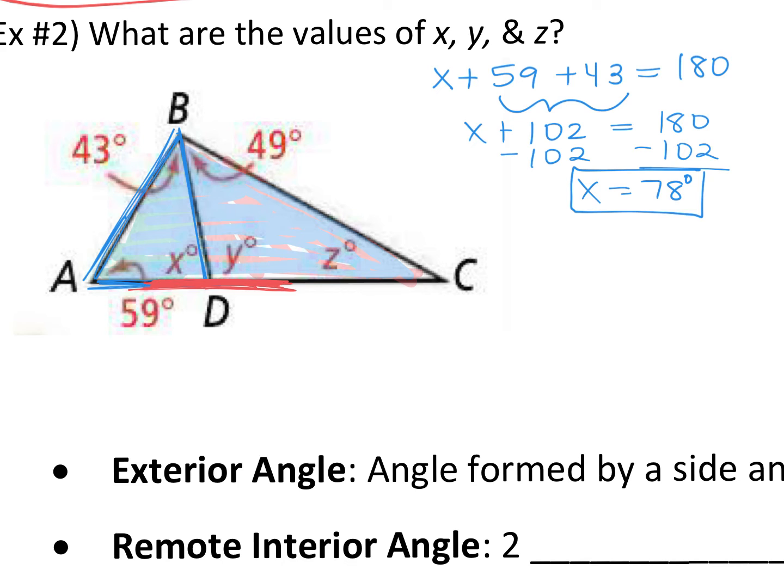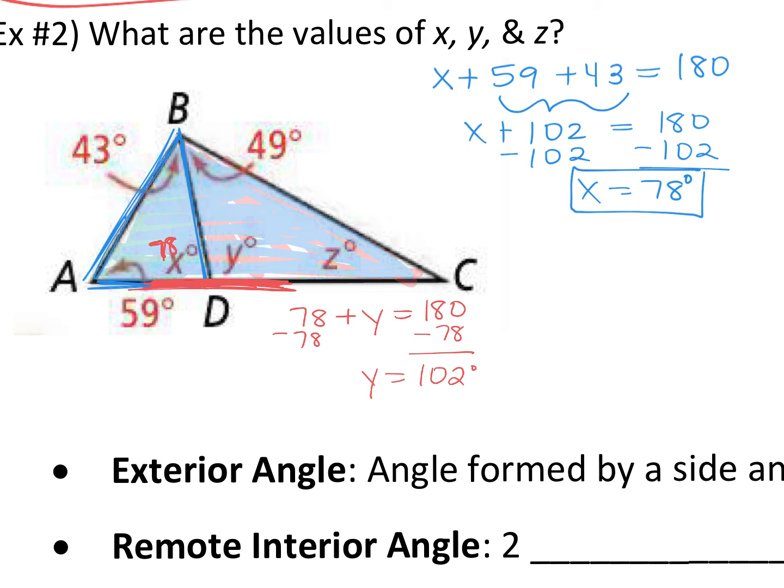You add x and y, not plus z, right? We know this one's 78. We just found that. That's a linear pair. What do you know about a linear pair? They're supplementary. They add up to 180. So now that you have x, you can say 78 plus y should equal 180. So take away the 78, and that means y is 102.